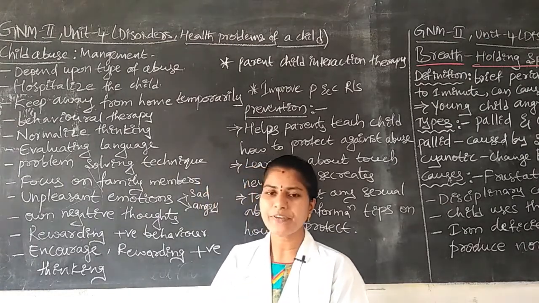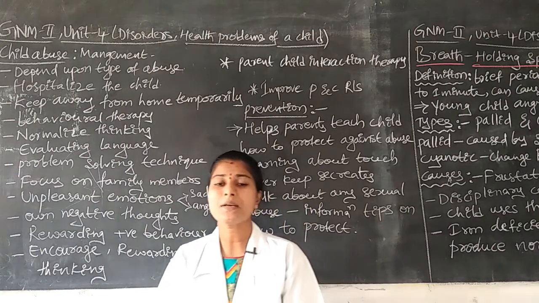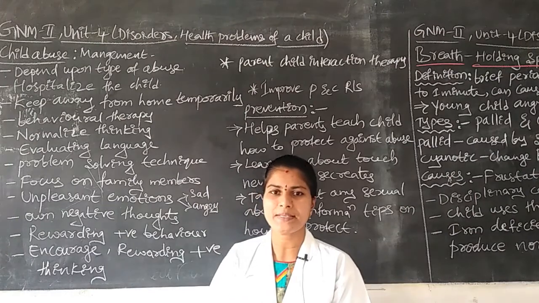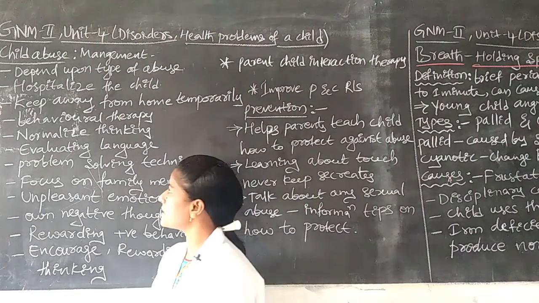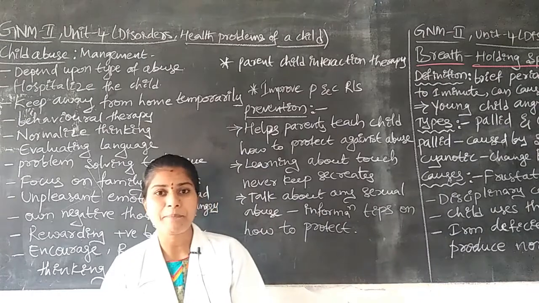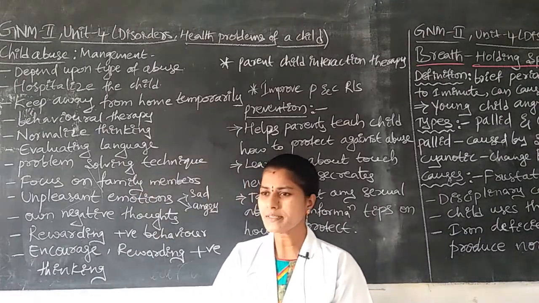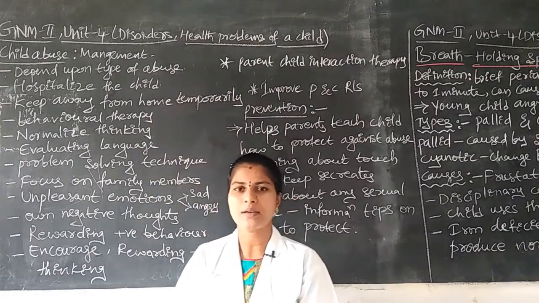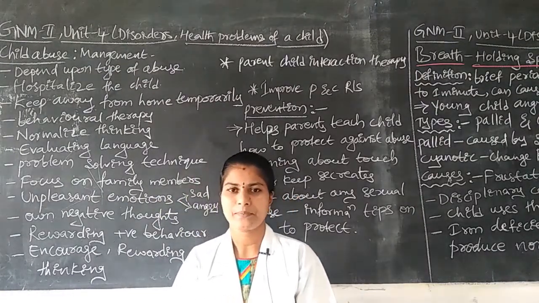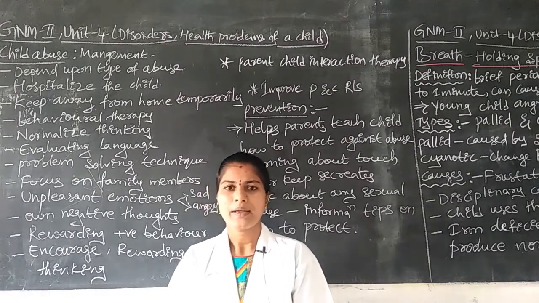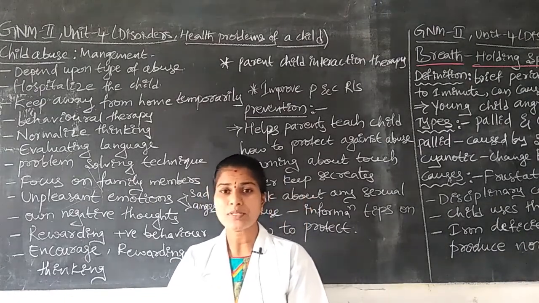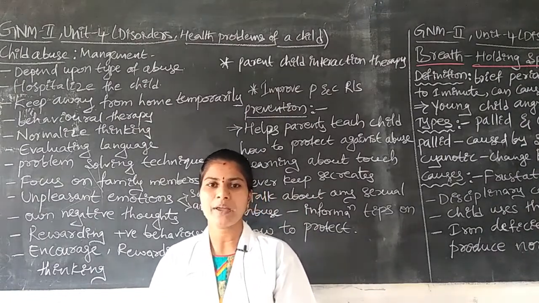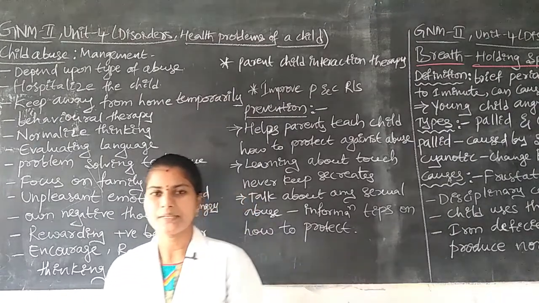Here in this video we are going to discuss the management of child abuse. How do we manage it? The first management depends upon the type of abuse. We have discussed the types of abuse: physical abuse, emotional abuse, sexual abuse, or neglect. Which type of abuse the child has undergone will be identified, and depending on that we give some type of management.